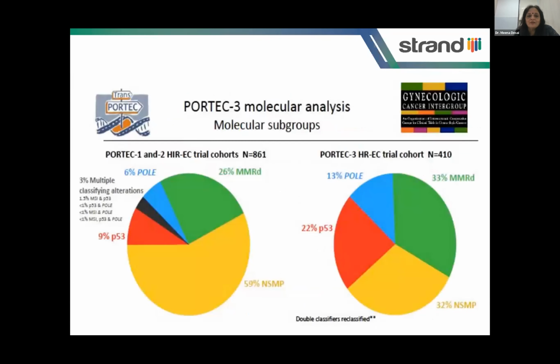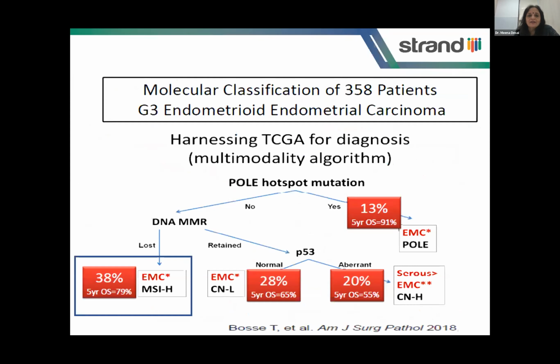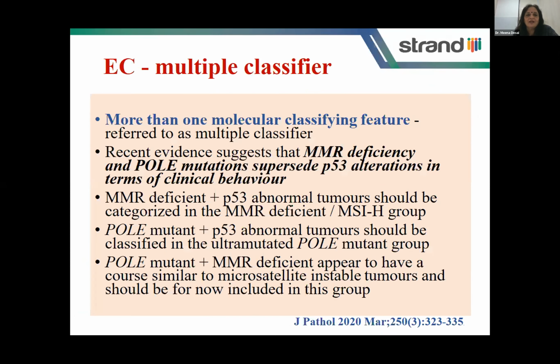As well as the PORTEC-3 trials, and they have, as well as 1 and 2, have shown that 1/3 of these cases are MSI. And another classification which was published in 2018 showed again 38% MSI, and this was done in an algorithmic way that is usually done. First is the POLE hotspot mutation, followed by, if it is not there, then you do the MSI. And then you also do the P53. Here again, better clinical outcomes.